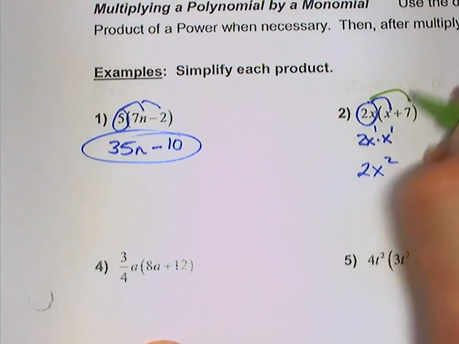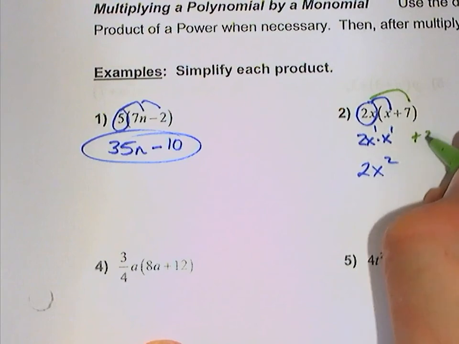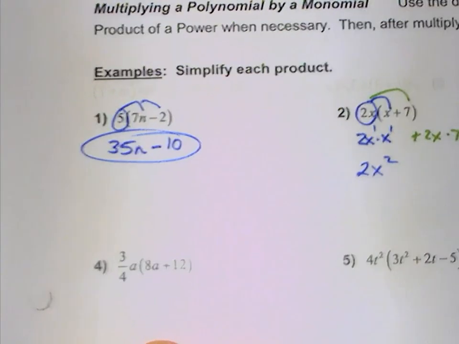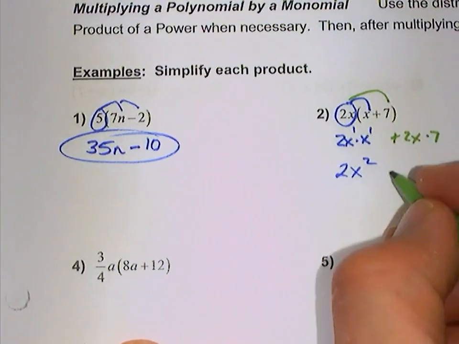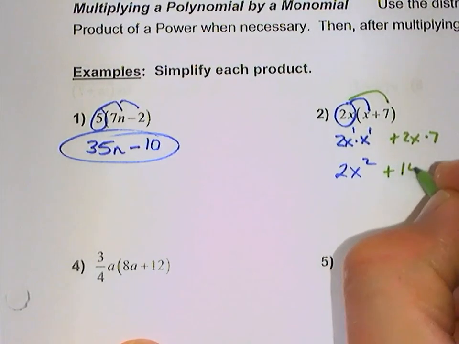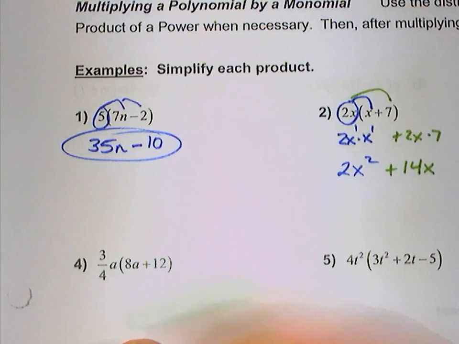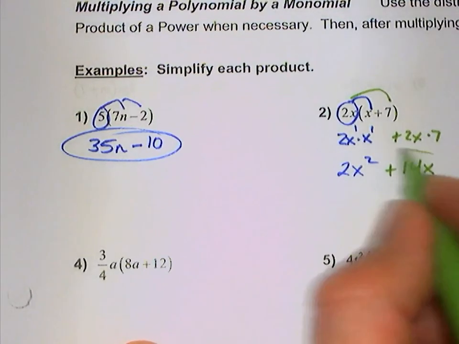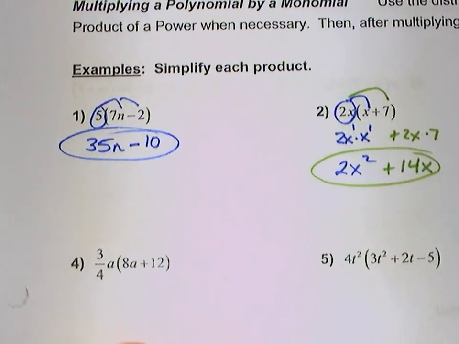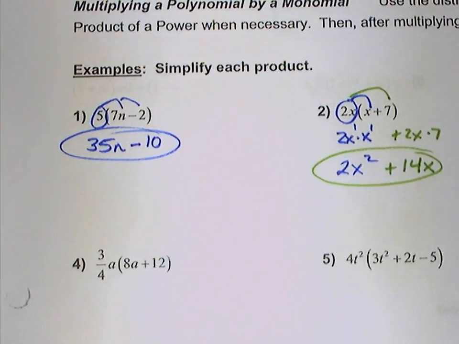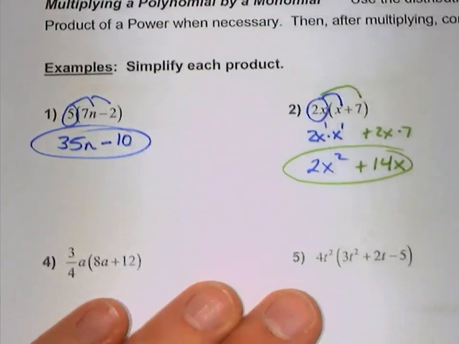And 2x times 7. 2x times 7 is just 14x. These are unlike terms. I cannot combine those guys. I leave them separate. One is x squared and one's an x. They're not the same. I got to leave them separate. So far, so good?